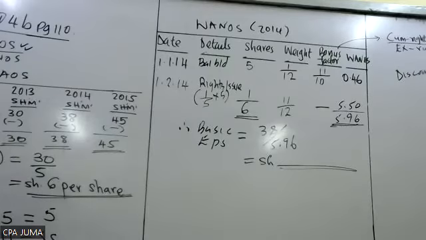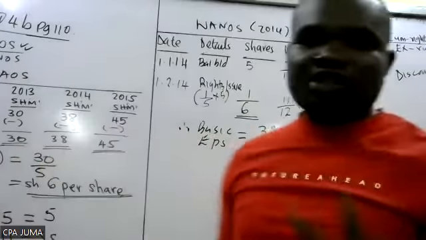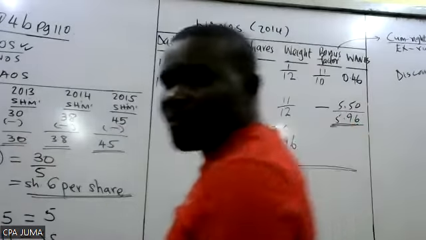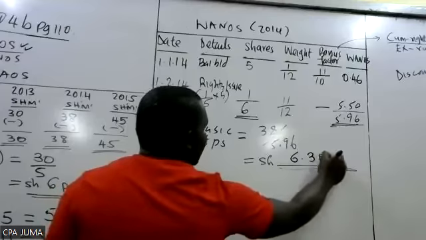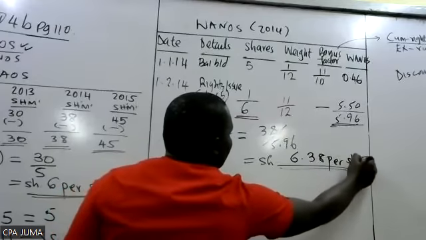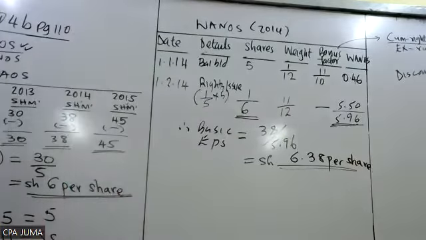Shillings 6 point, let's use 2 decimal places. 6.38 per share. That is it.